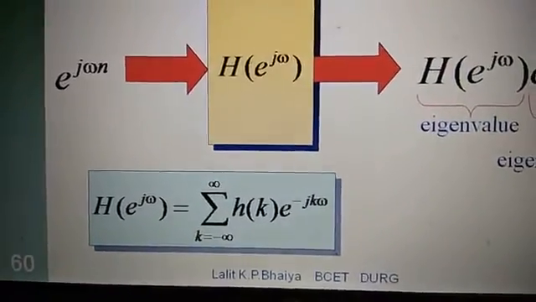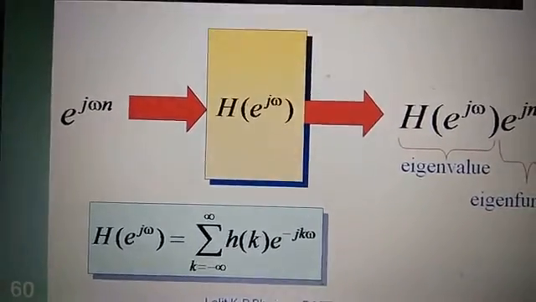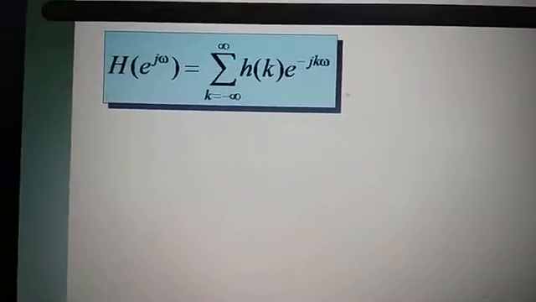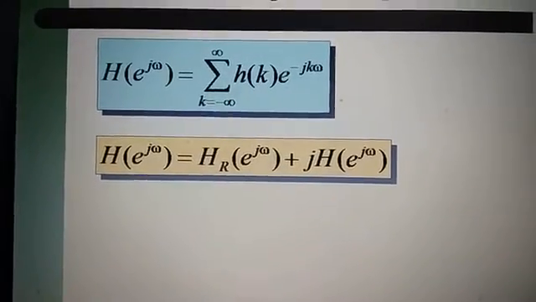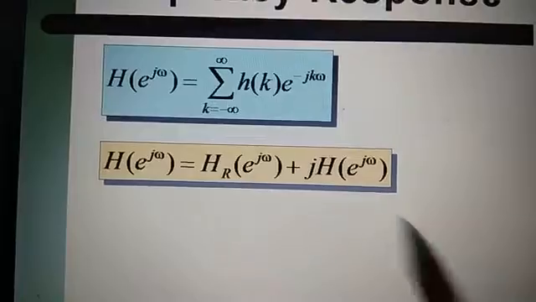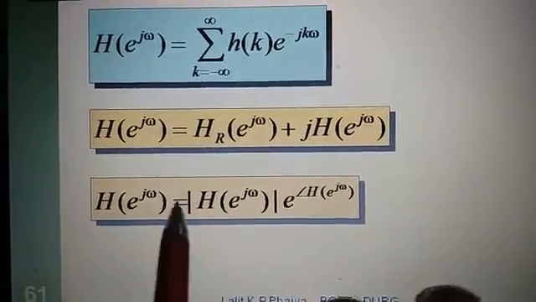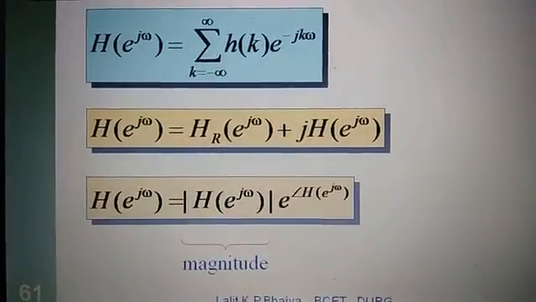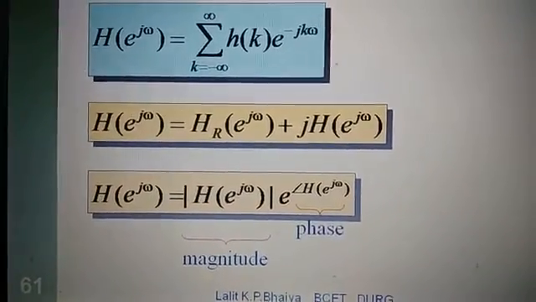H of e to the power j omega is equal to summation k equal to minus infinity to infinity h of k e to the power minus j omega k. This is the equation given. This equation can be split into real and imaginary part. H R is the real part and this j is the imaginary part. You can get the magnitude and phase angle. This is called the frequency response. So this frequency response can be obtained.